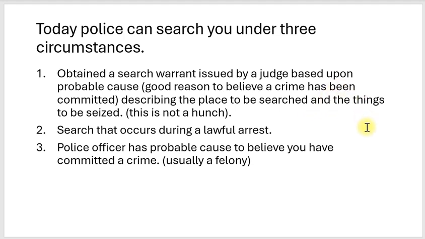Second, when you are arrested, the police can search you and the things under your immediate control during a lawful arrest. So if you get arrested in a car, the police are going to be able to search your car. And finally, the police can search you if they have probable cause to believe that you have committed a crime. Usually that's going to be a felony. So that's when they can search.